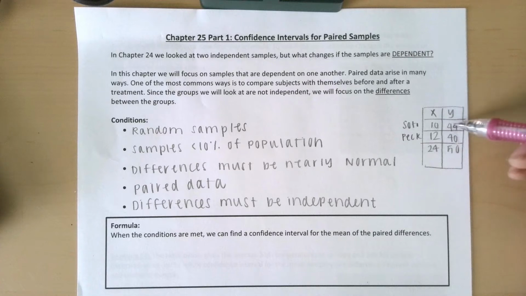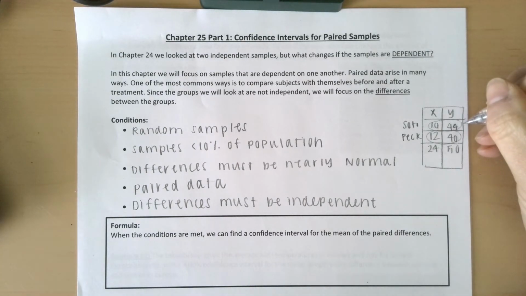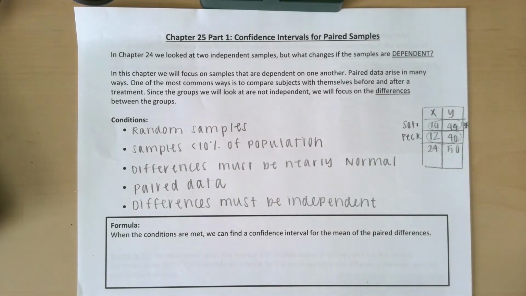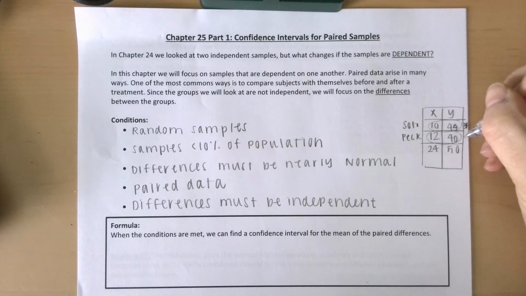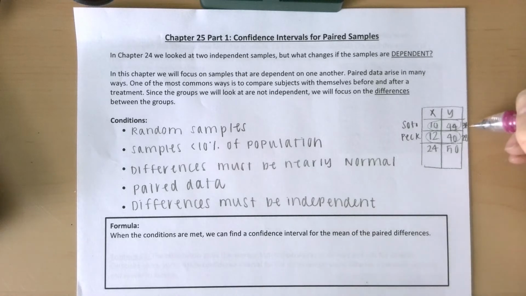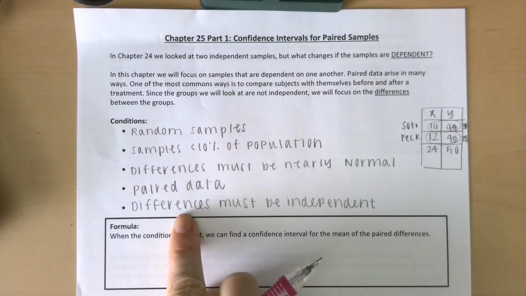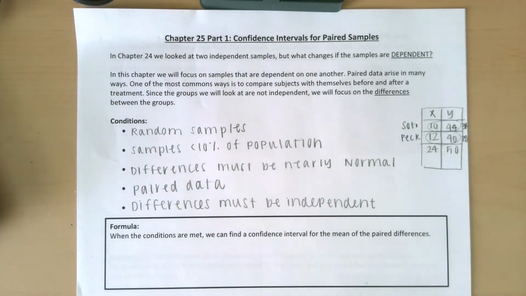Now, although the data is paired, like this data has to stay with me and this data here has to stay with Miss Peck, once I find the differences, my difference was 34. And then I could find the difference for Miss Peck, so the difference between 12 and 40 would be 28. These differences are what I'm looking at. The 34 compared to the 28, those are independent. Just because I had an increase of 34 doesn't mean that that's impacting Miss Peck's increase. So when I talk about differences, that's what I'm looking at, the difference between those two groups.